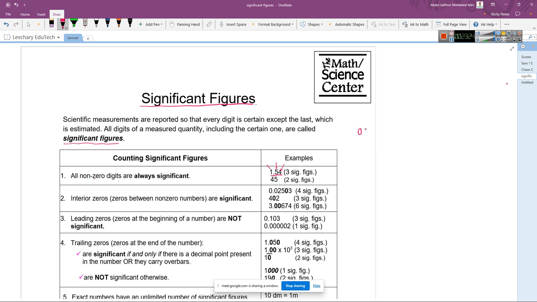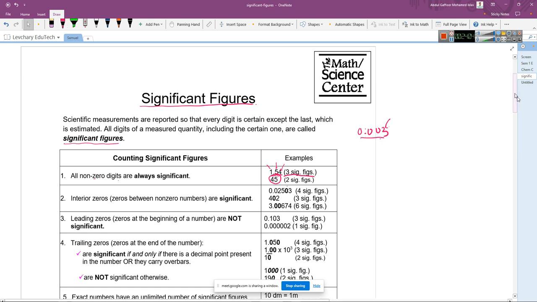Now if you have 0.003, how many non-zero digits do we have in this number? One, which is 3. And how many zero digits do we have? Three, right? So here we have 3 significant figures. And here in 45, how many non-zero digits do we have? Two. So the significant figures will be equal to the number of non-zero digits in a number, right? Okay. 45 has 2 significant figures.